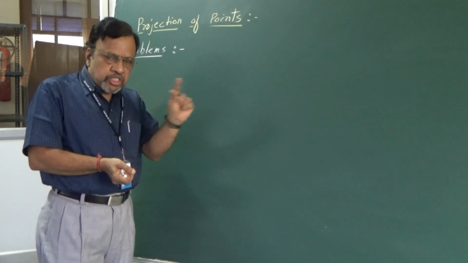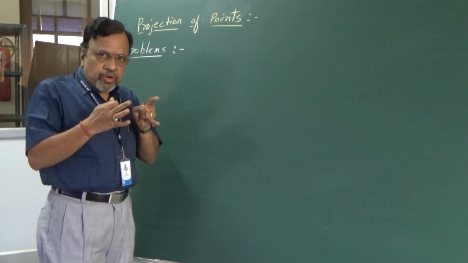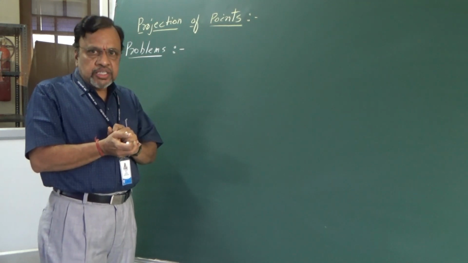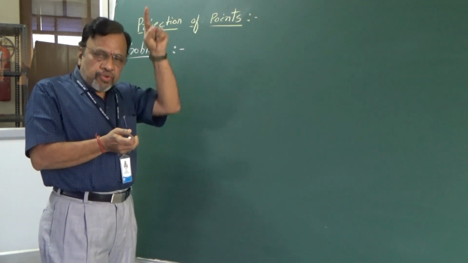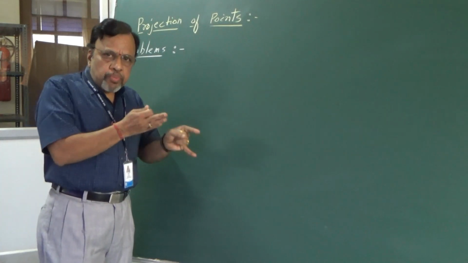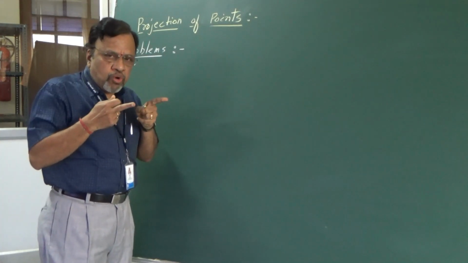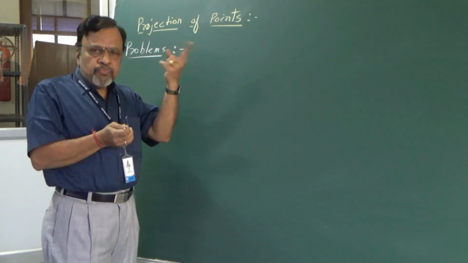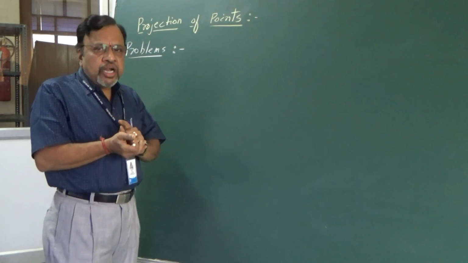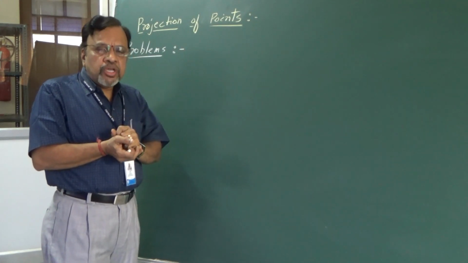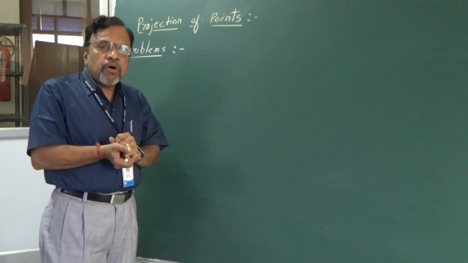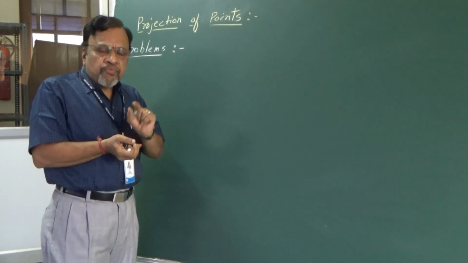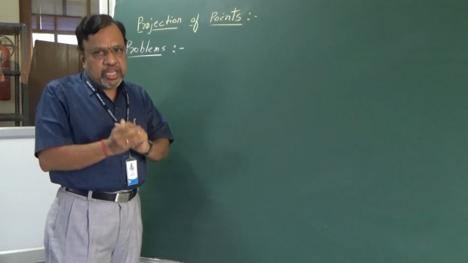We have also seen a general conclusion that whenever we view from the front, we see only HP details, and whenever we see from the top, we see the VP details. That is, if I look from the front, I can tell whether the point is above HP or below HP. If the point is above HP, the front view will be above XY line, and if the point is below HP, the front view will be below XY line.